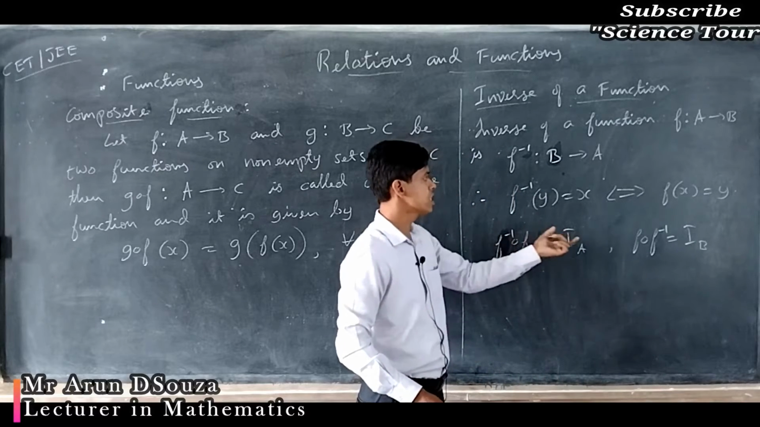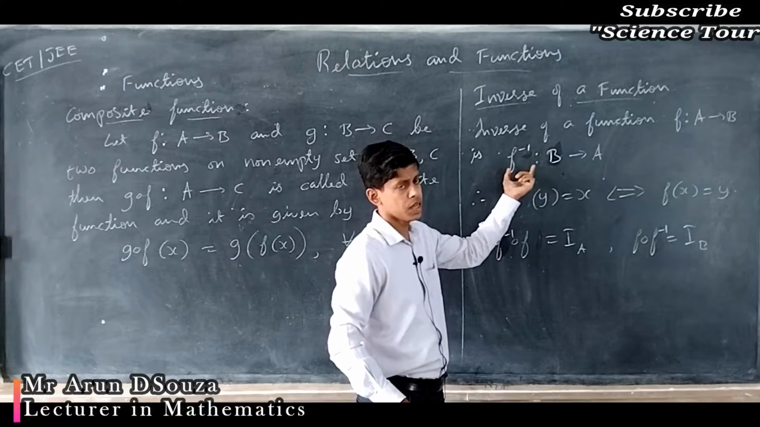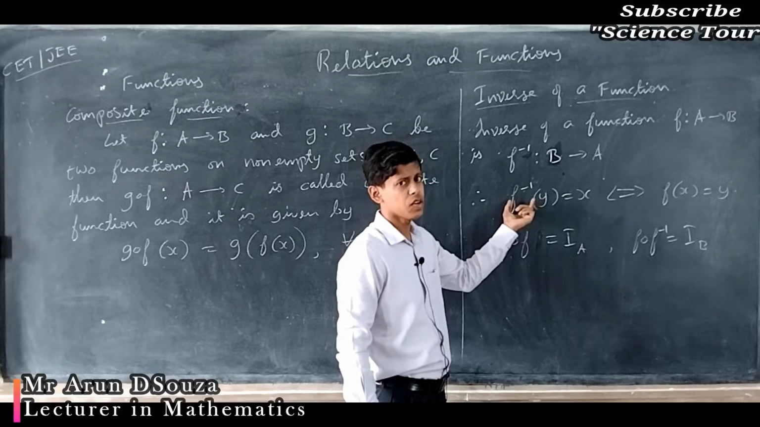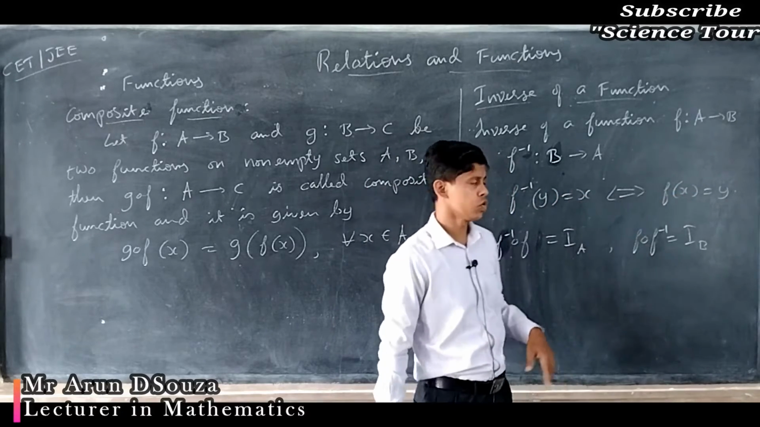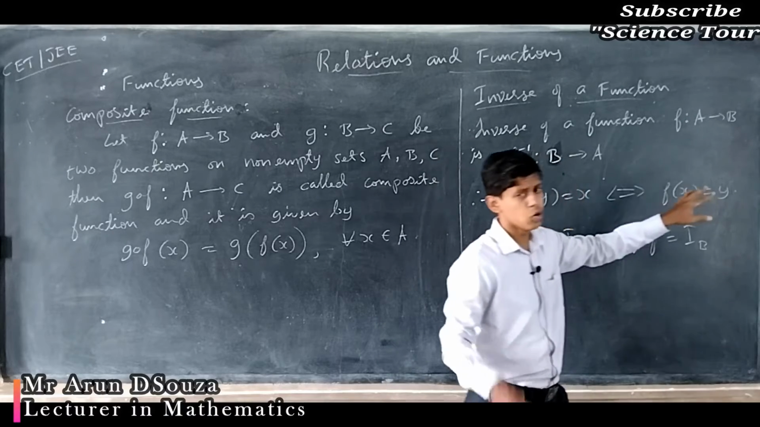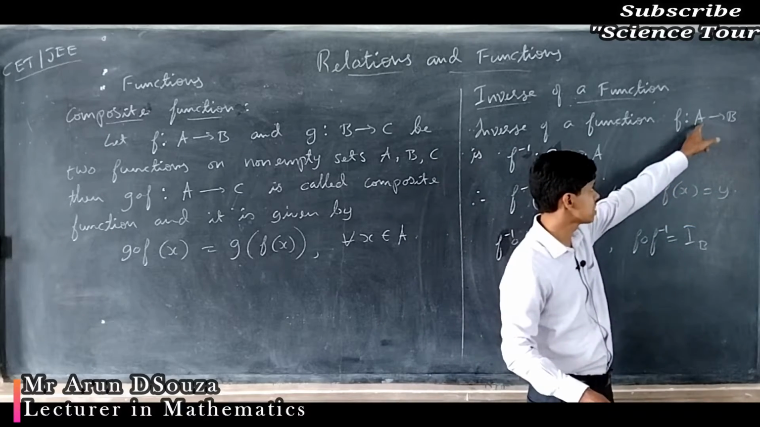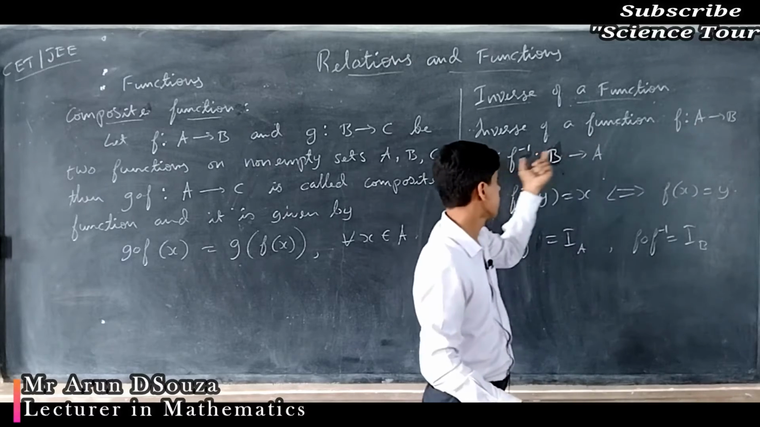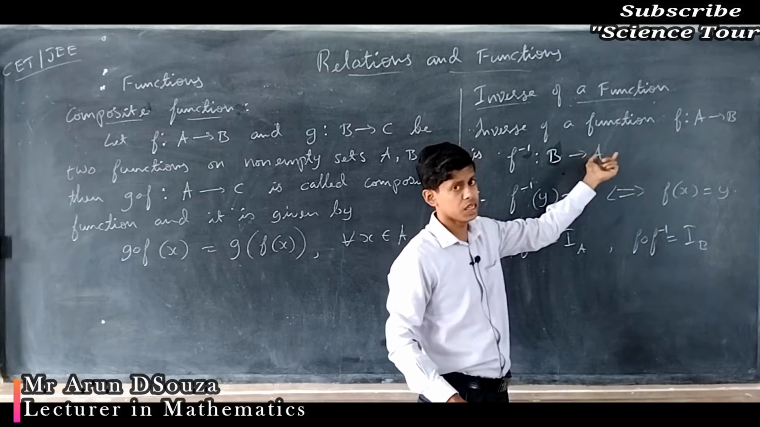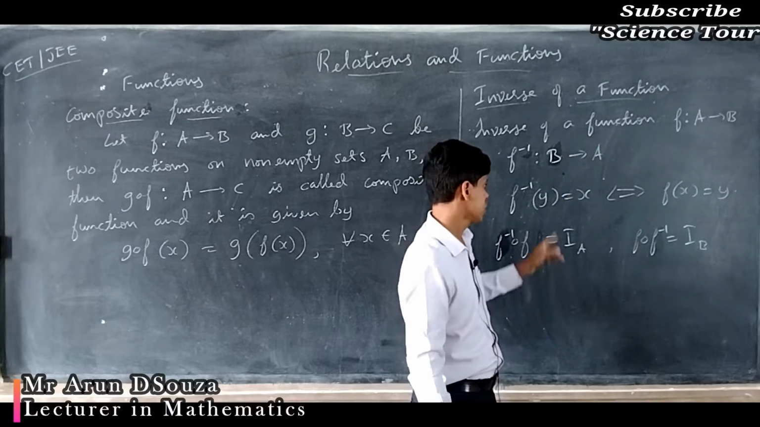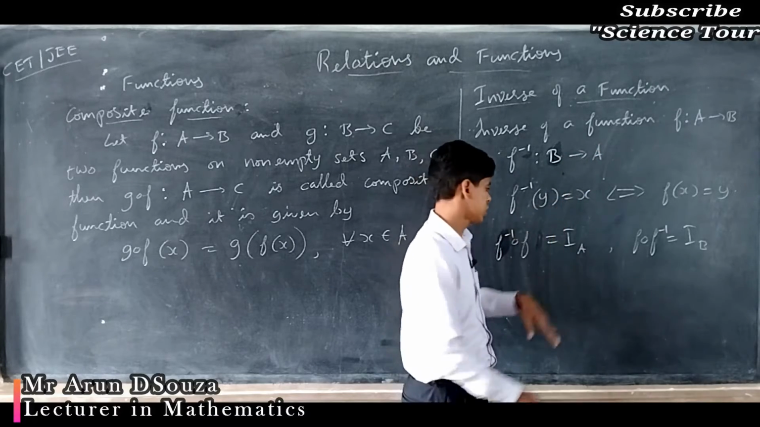Now if these two conditions are satisfied, then inverse exists, and inverse is given by f inverse of y is equal to x if and only if f of x is equal to y. So here domain and codomain change. Look at this, the domain of f is A, so f inverse domain will be B, reverse. Similarly the codomain is also interchanged, so therefore the values will change.